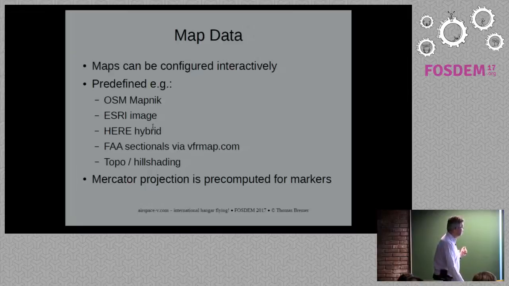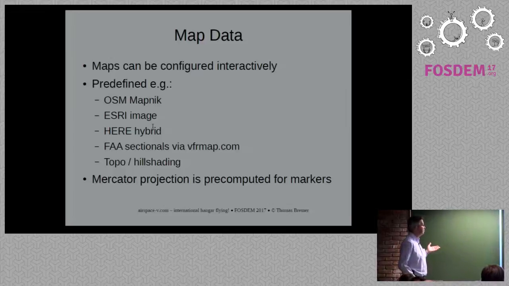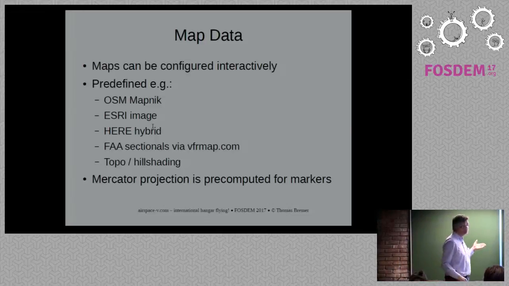The projection of the markers has already been pre-computed. So we have several 10,000 markers in the whole database. This projection is pre-computed to get them rendered quickly.